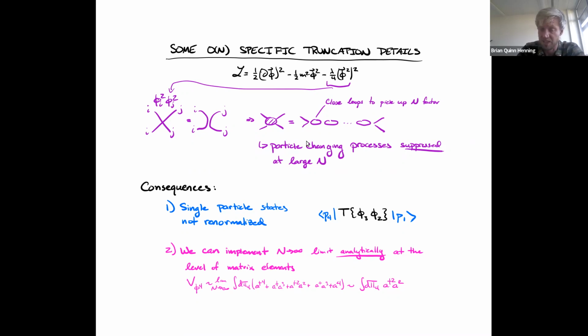Another consequence of not having particle changing processes in the large N model is that single particle states are not renormalized. There should be a little asterisk here, because at some points in a calculation, like in the U channel, you do need what would be a subleading correction, but it gets canceled by an N factor on the inside. That's a subtlety. More or less, the single particle states don't get renormalized here.